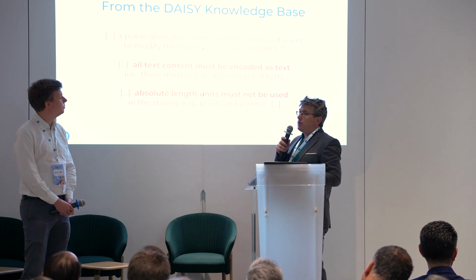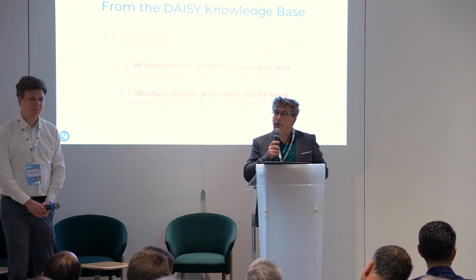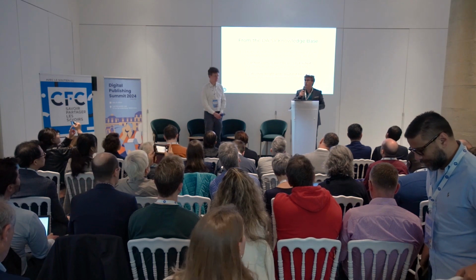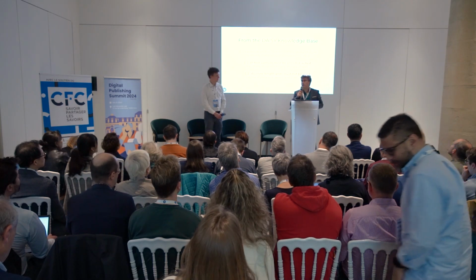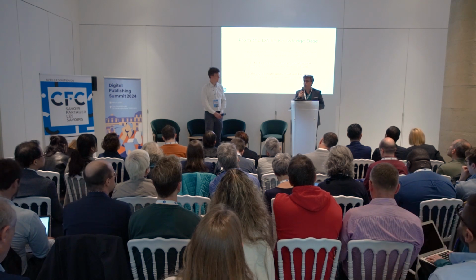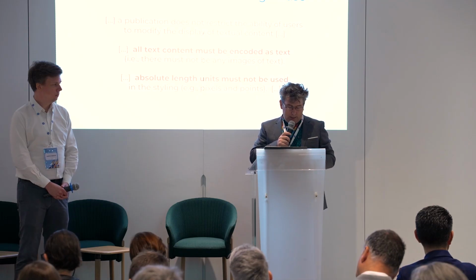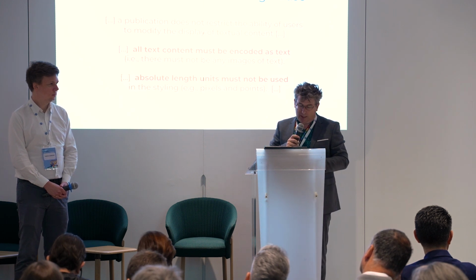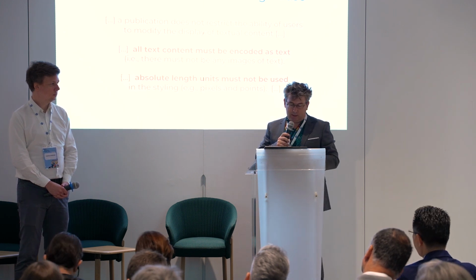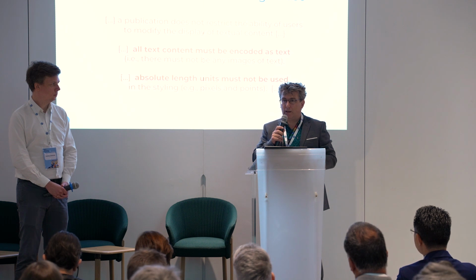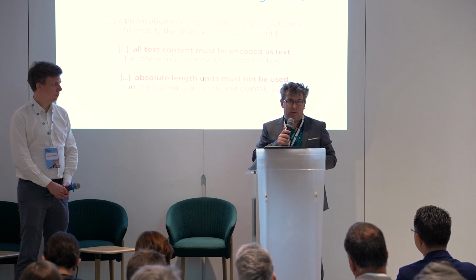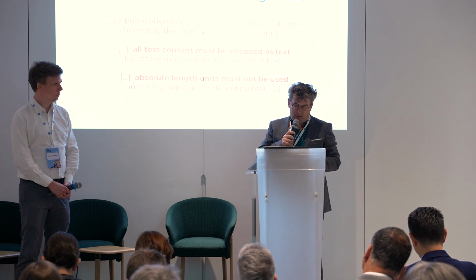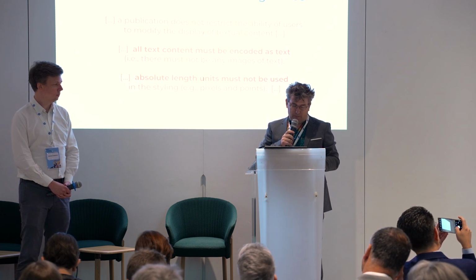Display transformability is defined by the DAISY knowledge base as a publication that does not restrict the ability of users to modify the display of textual content. And two ways are proposed to achieve that. First, all text content must be encoded as text. Well, no image of text. I guess it's a vast majority of the actual ebooks on the market. So that should be easy to find.